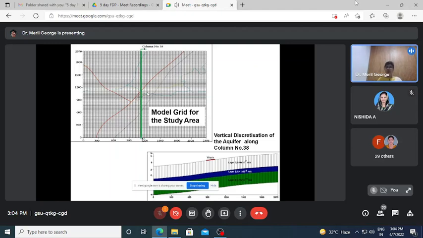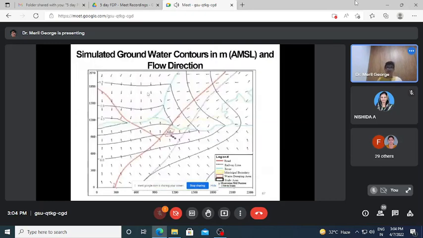And the hydraulic conductivity of each layer was assumed as 4 into 10 raised to minus 7 meter per second. The second one was 1 into 10 raised to minus 6, and the third one was 1 into 10 raised to minus 11 meter per second.